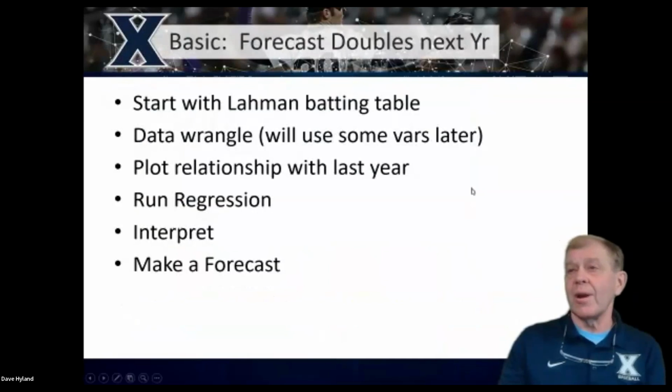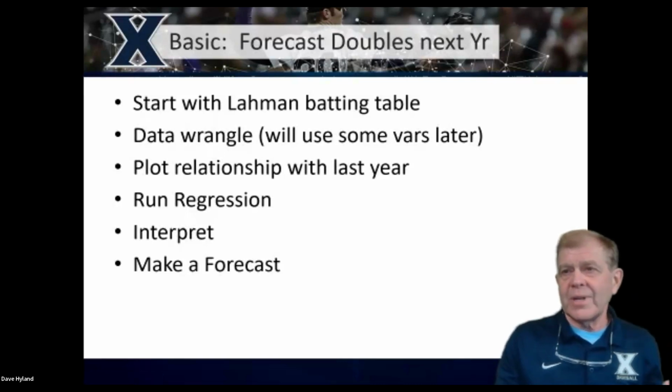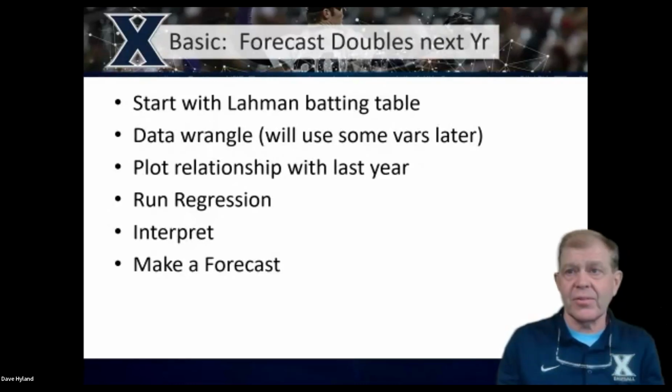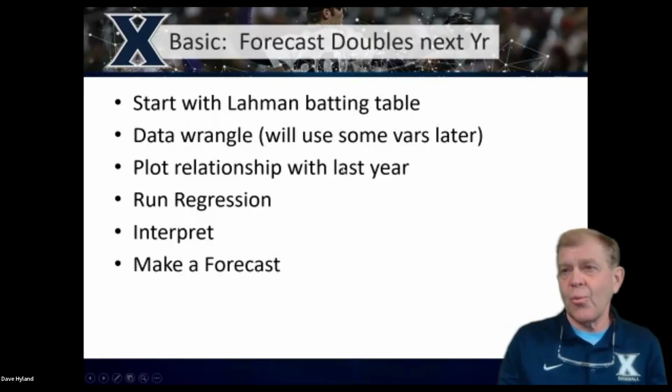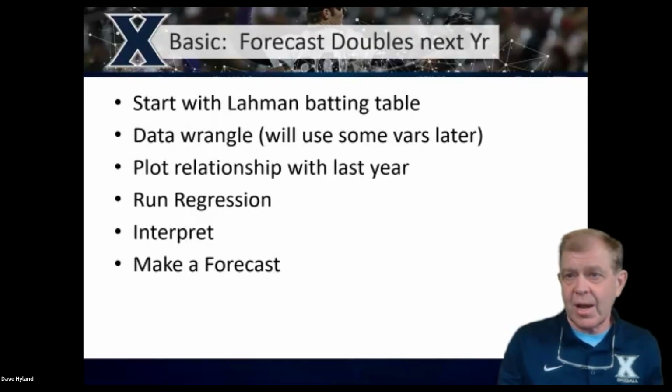All right, so let's start with our basic forecast. We're going to forecast doubles. And what we want to do, big picture, we're going to start with the Lahman data, and we're going to use R in RStudio. We're going to do some data wrangling to get the data the way we want. We're just going to do a basic forecast. We're going to use last year's doubles to predict this year's doubles. One of the things that's really helpful in thinking about forecasting is plotting the relationship between your variables. We'll run the regression, we'll talk about how to interpret it, and then we'll make a forecast.